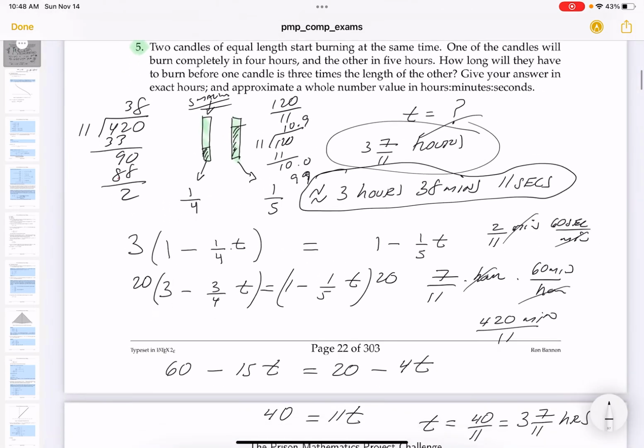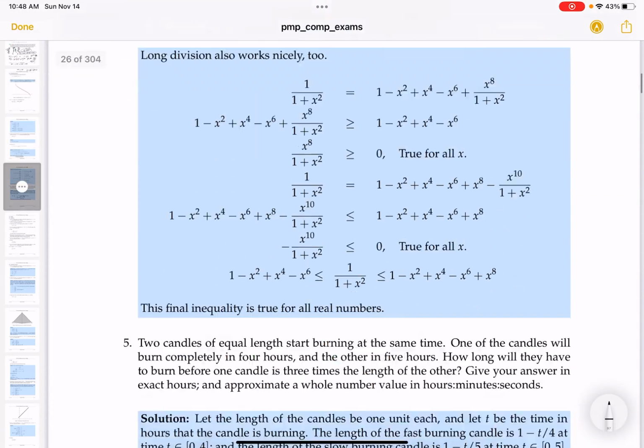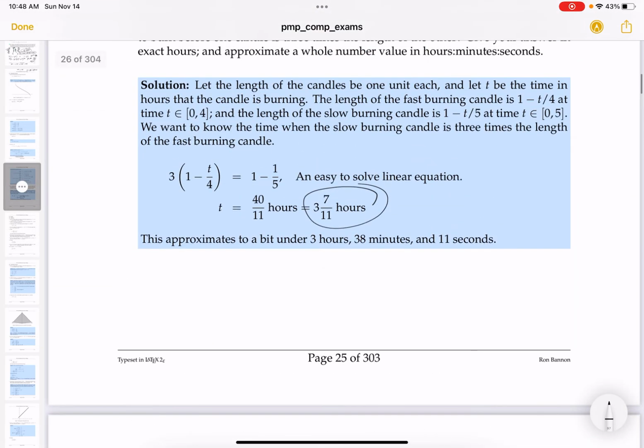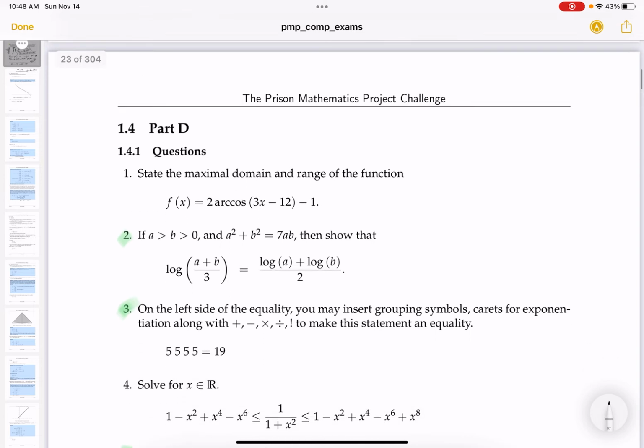I got that. And 3, 38, 11, right? Oops, 3, 38, 11. We did pretty good. All right, so I'm going to go back, and my confidence is shooting up at this point.